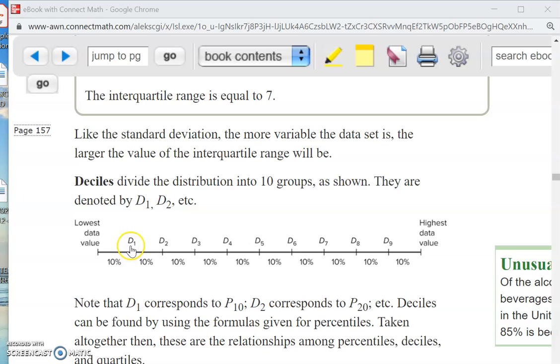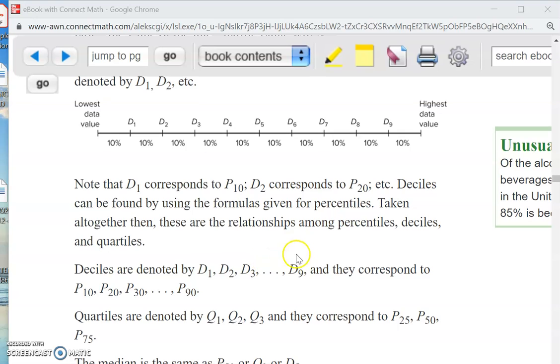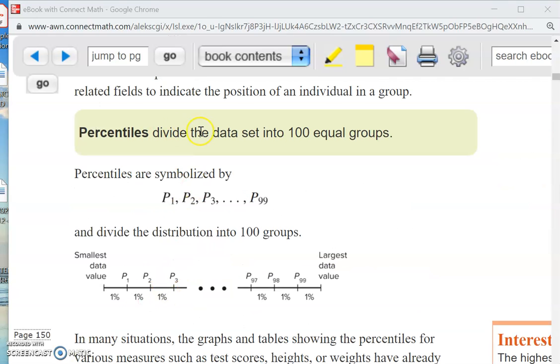These numbers up here, the D1, D2, and so forth, are numbers that tell me, okay, this is the first 10%, this is the second 10%, this is the third 10%. These are the boundaries here, okay? So D1 corresponds to P10, right? Because if you go back to percentiles on page 149, we divided it up the first 1%, 1%, 1%, that corresponded to P1, P2, P3.